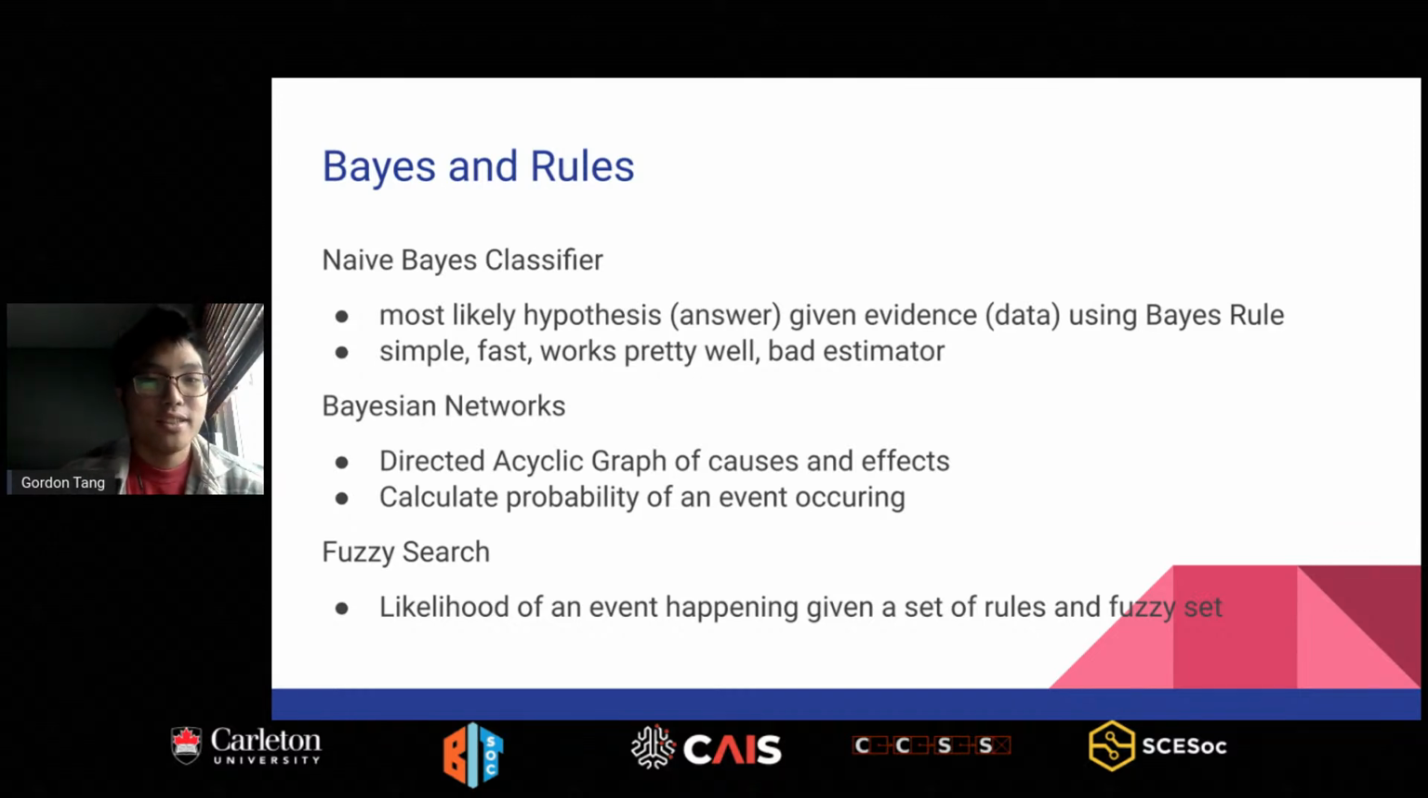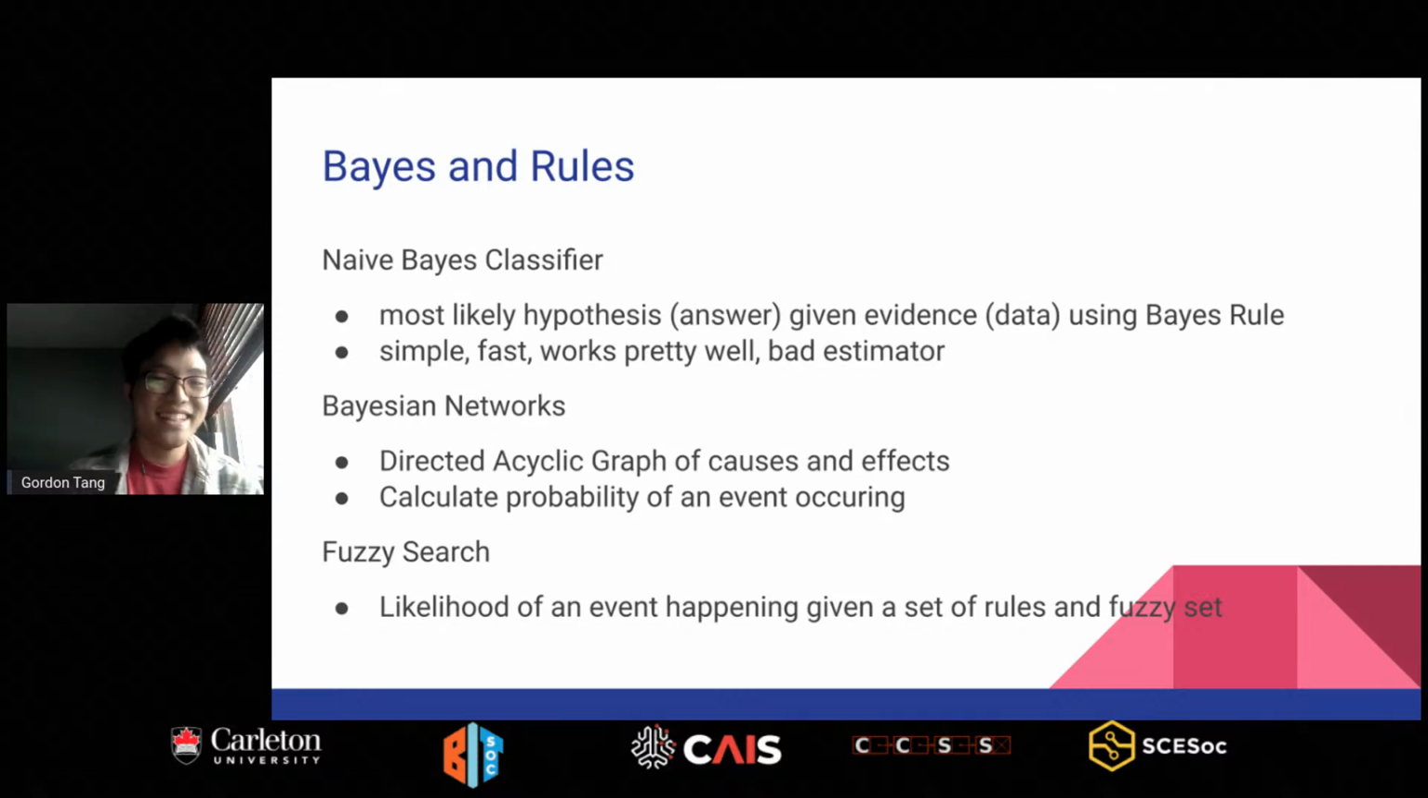So the second topic is Bayesian rules. You've probably heard of Bayes from a stat class like Stat 2507. In AI, it's used a lot as a naive Bayes classifier, as a very quick benchmark to test a classifier algorithm before you jump into more complicated models like in machine learning. The benefit of naive Bayes classifier is that it's simple, fast, and works pretty well, but it's a bad estimator.